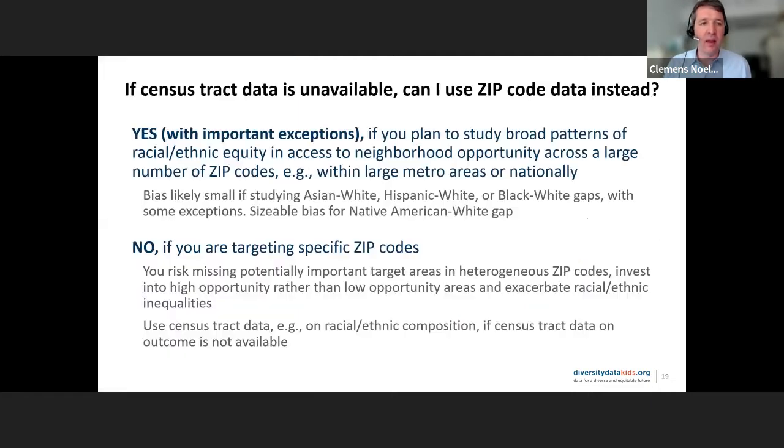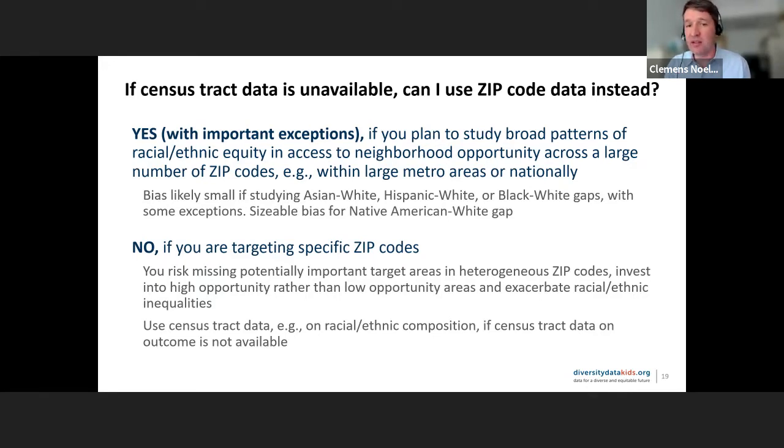So if you don't have census tract data, can you use zip code data instead? The answer depends on what you want to use the data for. The answer is yes, with important exceptions. If you plan to study broader patterns of racial ethnic equity and access to neighborhood opportunity across a large number of zip codes, for example, in a state, a metro area, or nationally, the biases when you're looking at broader patterns tend to be small, for example, for the Asian white, Hispanic white, or black white gaps, with some exceptions that we'll note in the paper.